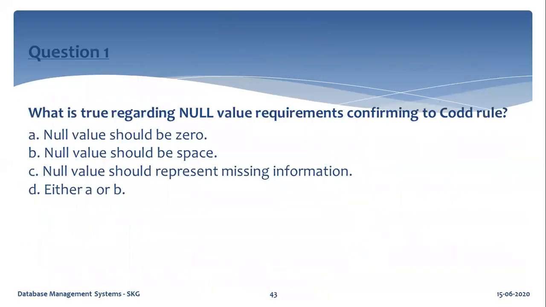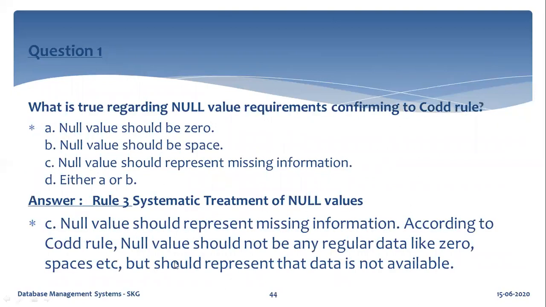So we'll see some MCQs over here. The first MCQ: what is true regarding the null value requirement, conforming to Codd's rule? Now here, rule number 3. Null value should be 0, null value should be space, null value should represent missing information, or either A or B. Now here the first two are not true. So the answer is that null value should represent missing information. That is using rule number 3, systematic treatment of null values.